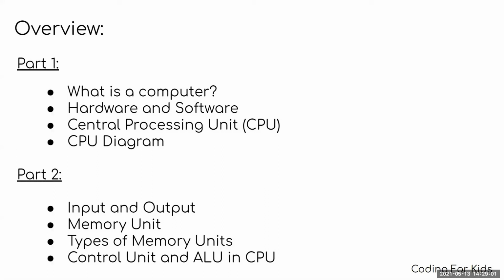Then we got the memory unit, and the memory unit just stores data from the input. And we looked at types of memory units, which are the primary storage and the secondary storage. Then we looked at the control unit, which kind of controls and monitors the communications between hardware. It's kind of monitoring everything. And then the ALU, the arithmetic logic unit, kind of does all the calculations and math in the CPU. It's the thing that really makes all the coding happen.